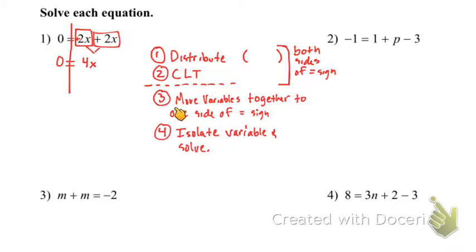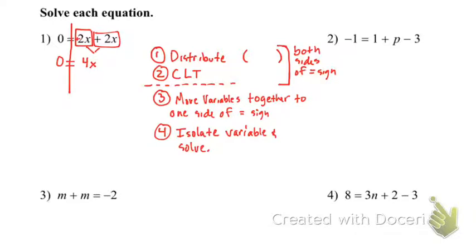We go to step 3. This only happens when we have variables on both sides of the equal sign, which we do not. So we do not have to do step 3. And then step 4, we want to isolate the variable and solve. Okay? So we have to get x by itself, which means this 4 has to go away.